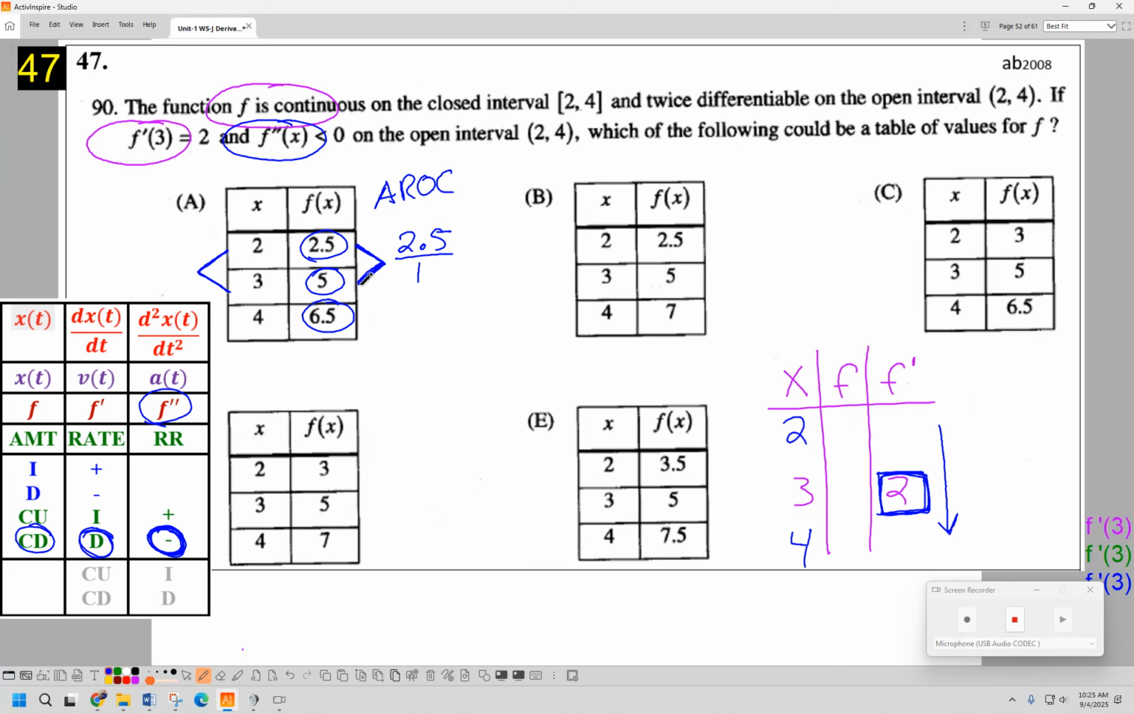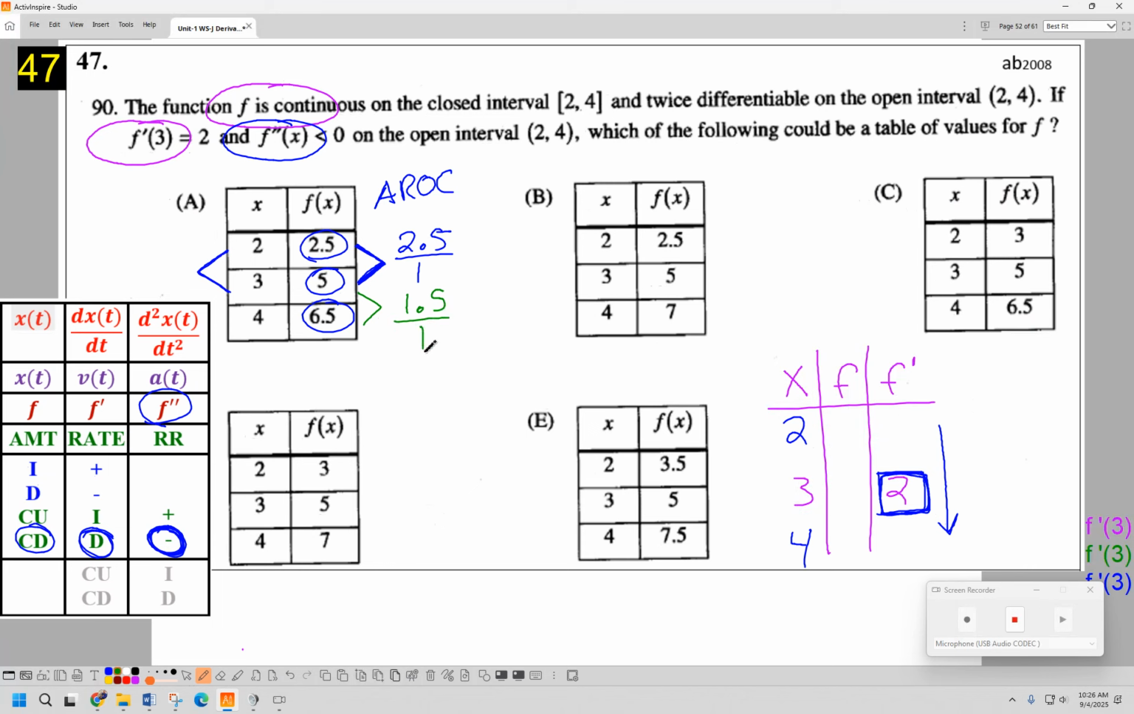We check the next one. Hands up. What's the average rate of change on that interval? There we go. Trying to get somebody new. Let's go, Davis. 1.5. So that one's 1.5 over 1. 2 points if you knew.